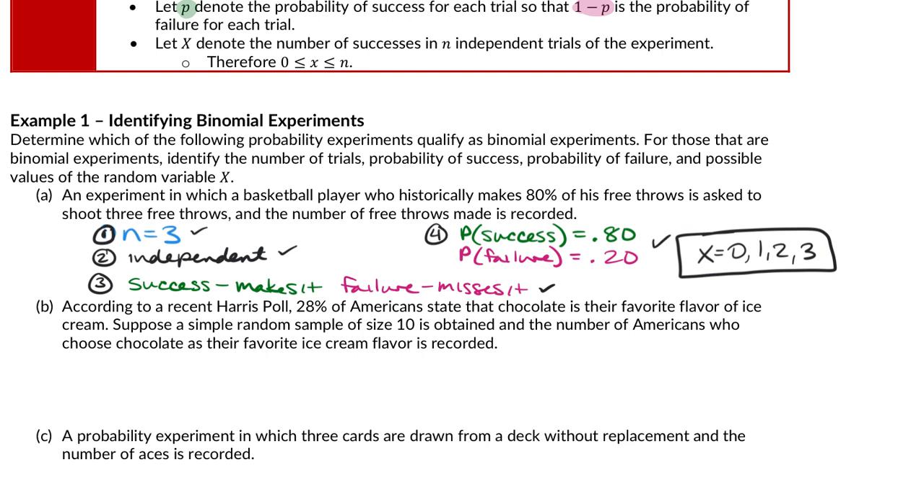We need all 4 of these things to be in my criteria before we can determine that it is a binomial experiment, and then think about the experiment itself, the outcomes.